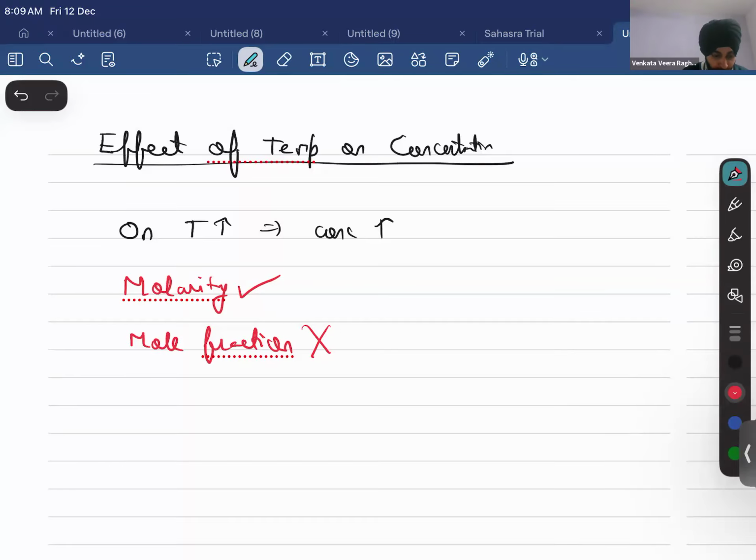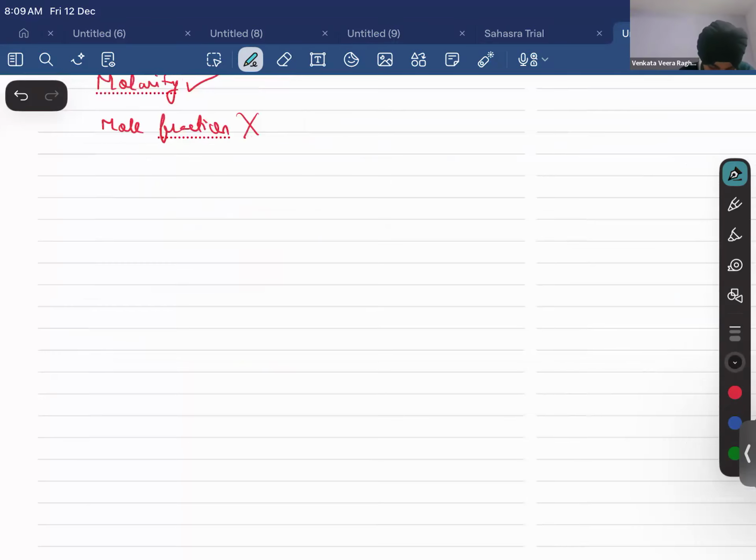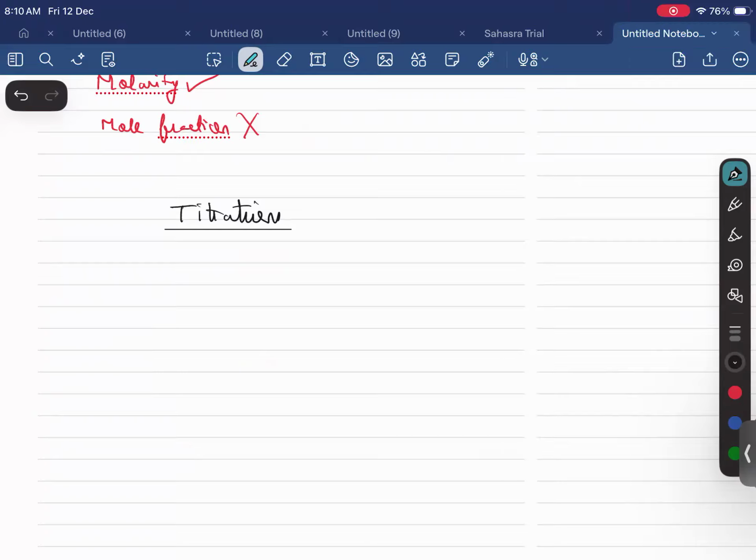Okay, titrations. What are titrations? Any one of you, do you know what are titrations? Any idea? Any small idea you have about titrations? Yes, sir. Acid-base titrations. That only I'm asking. So what are they? What are you trying to find out in that? Molarity of base or acid. Yeah, molarity of any unknown solution.